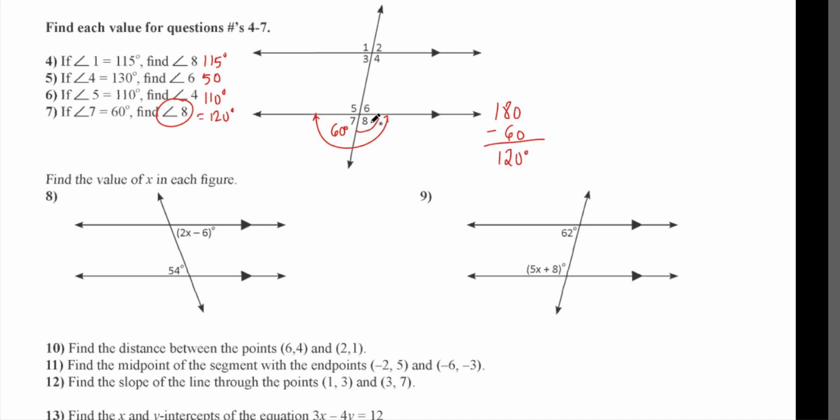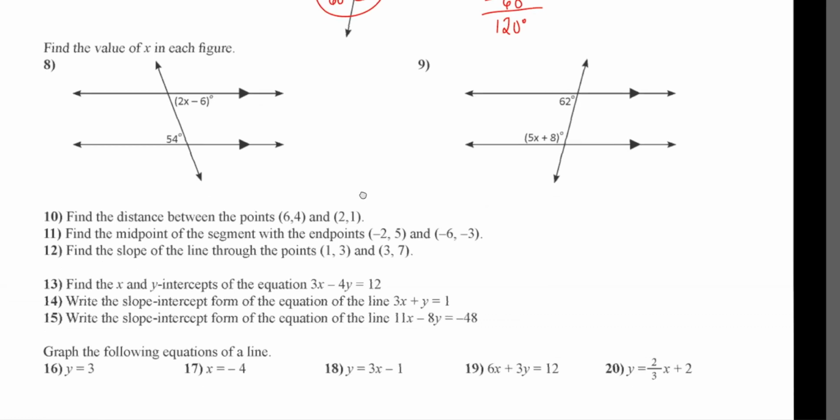Again, this is obtuse. This is acute. What's true about an obtuse angle compared to an acute angle? They're always supplementary, right? So you take that away from 180. You get 120. All right, let's do this one.